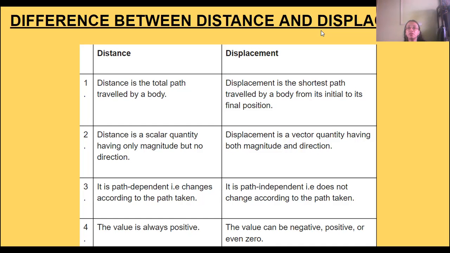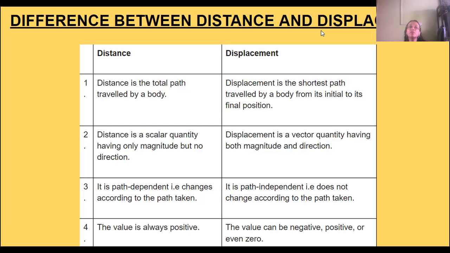So today's first topic, which we will start the discussion with, is the difference between distance and displacement. What is the difference between distance and displacement? We have studied in my last video about this chapter what is motion and what is rest, and then we started the discussion of distance and displacement. Distance is the total path traveled by a body in unit time, while displacement is the shortest path traveled by a body from its initial to its final position.